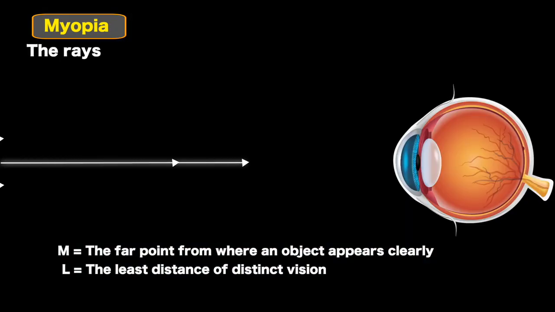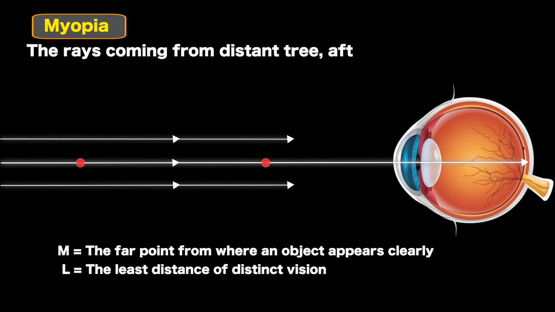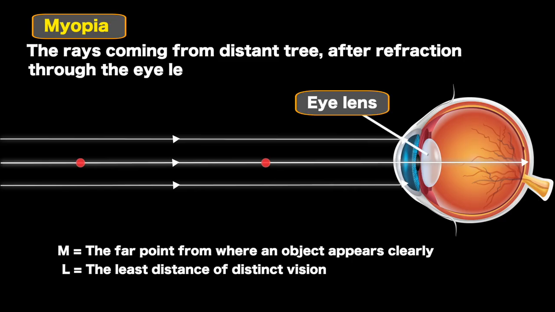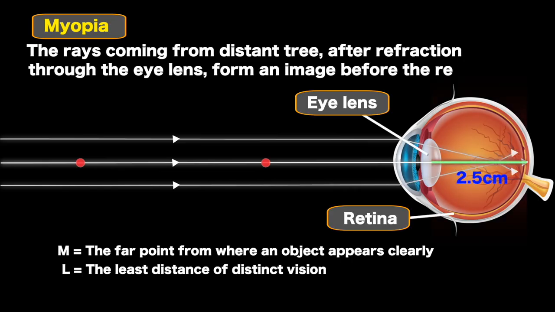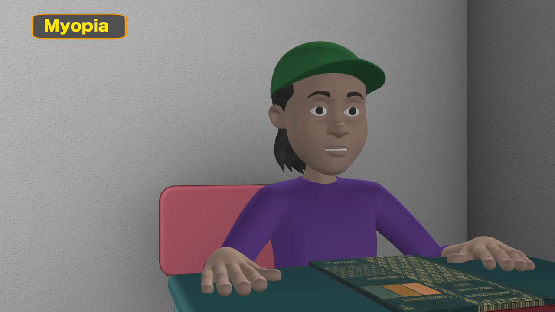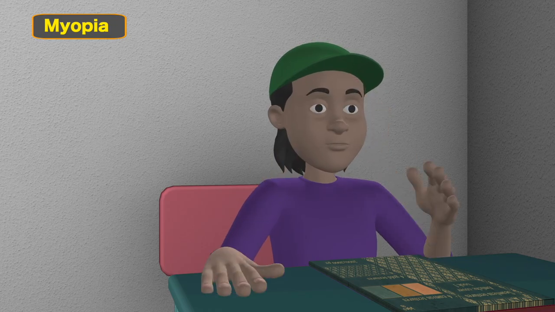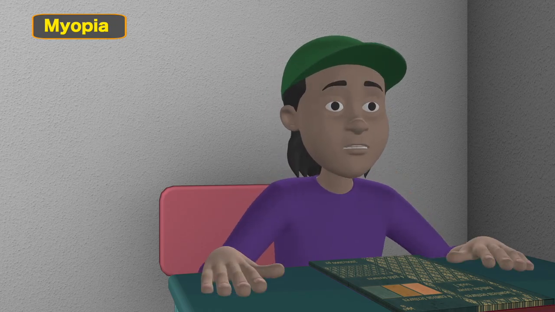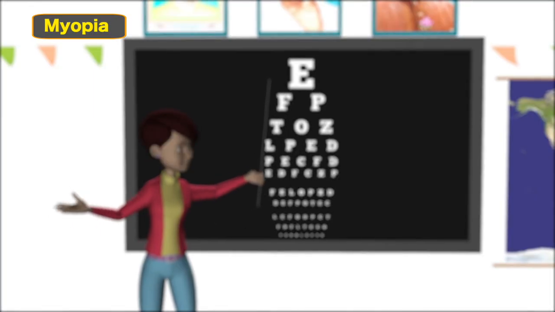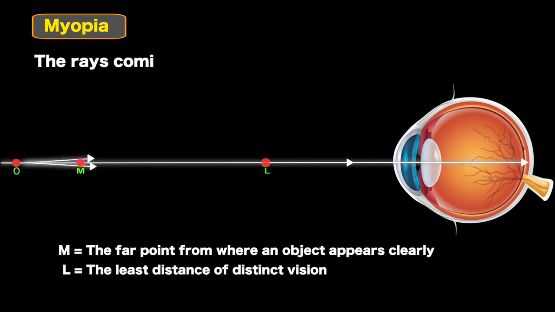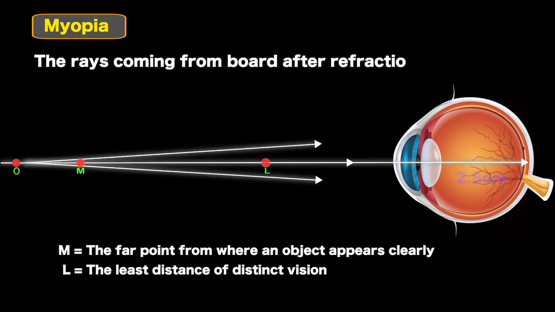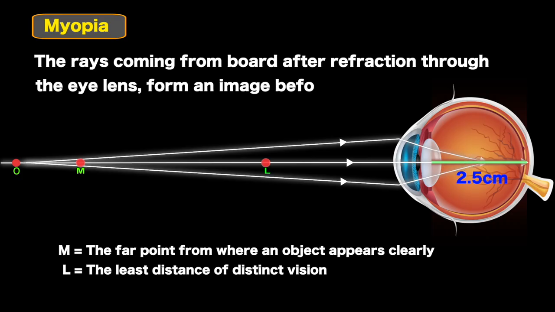In this case, the rays coming from the distant tree after refraction through the eye lens form an image before the retina. Another situation. The boy is trying to see the board from the last bench of the classroom, but he is unable to see clearly and distinctly. The rays coming from the board after refraction through the eye lens form an image before the retina.